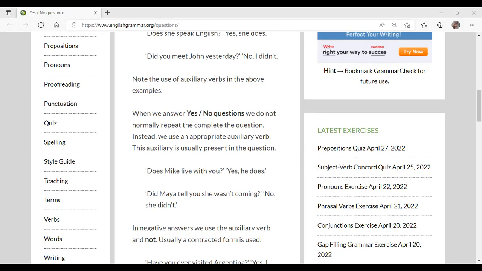Can you play any musical instrument? Anybody? Let's see. Yes, I can play the cello. All right. Yes, I can play the recorder.